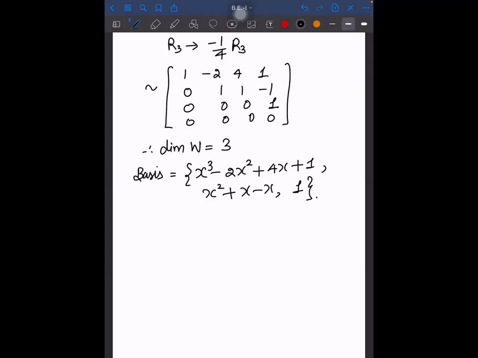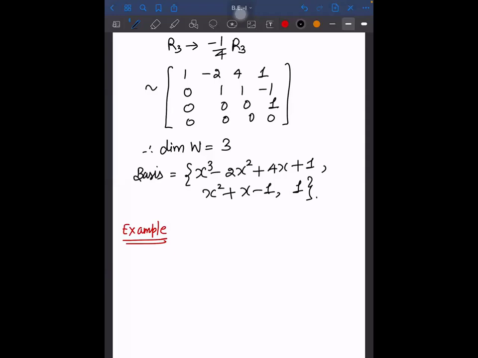Yes, sir. Okay, so now next part is... Excuse me, sir. In the second polynomial, there should not be a -1. In the second polynomial, where is the -1? At the last, sir. Yes, x square plus x minus 1. Yes, you're right, it is the constant term. It should be 1 over here. Okay, thanks for the correction.